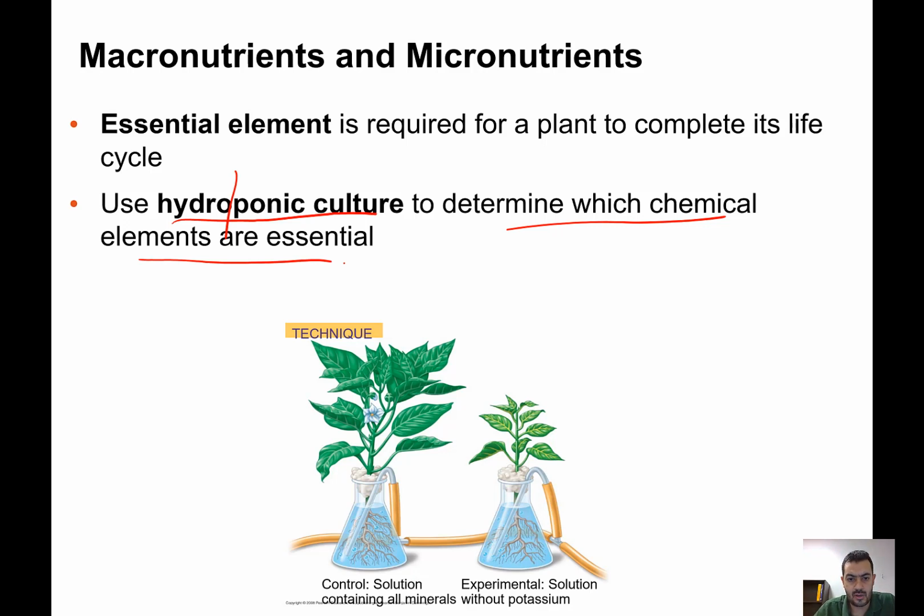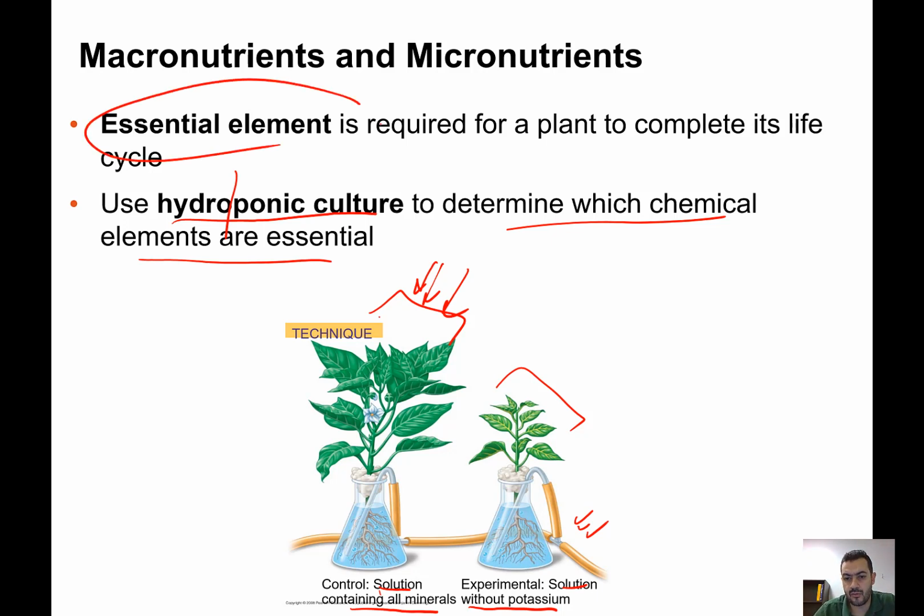And in this image, we are showing an example of these experiments. So we have two plants. We have a control plant here in a solution containing all the minerals, and then the experimental setting, we have a solution containing all the minerals but without potassium. If you compare the growth in both, you can see that yes, this is still growing, but it is dramatically less than the one containing all nutrients. So you can conclude that potassium is an essential element that affects the growth of the plant.